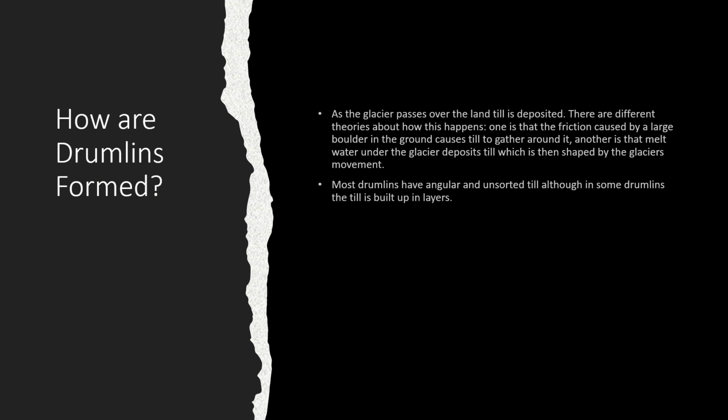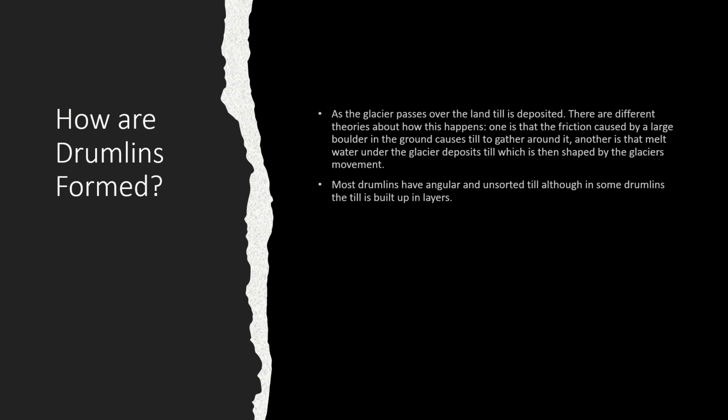Most drumlins have angular and unsorted till. What this means is that the broken up rocky material that makes this feature is sharp, angular, it's not smooth and rounded, and it's not sorted, it's not deposited in neat layers, it's just a big jumble. However, in some drumlins, the till is built up in layers, and hence that's why there's some debate as to exactly how drumlins are formed.